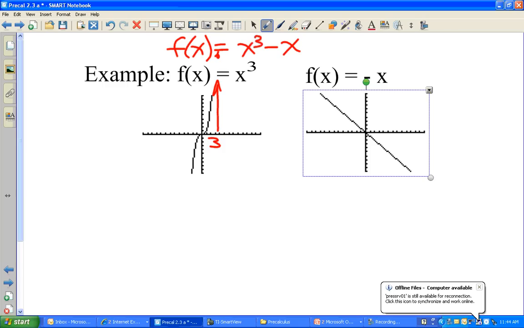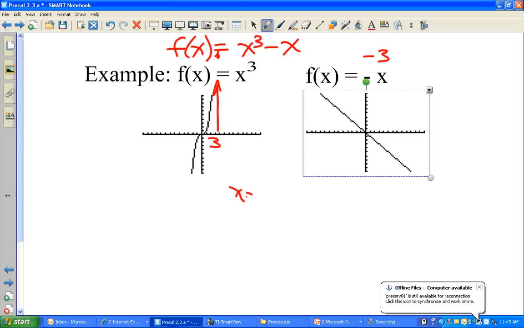F of x equals minus x, on the other hand, when x is 3, we just get minus 3. And you can start to see that the magnitude of x cubed dominates. It's significantly higher than the magnitude of just minus x. 27 minus 3 is 24. The graph is going to start to look much more like the x cubed graph.